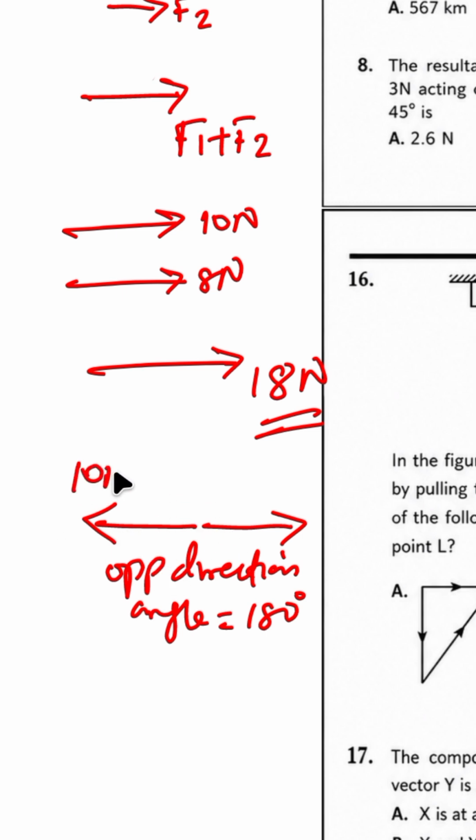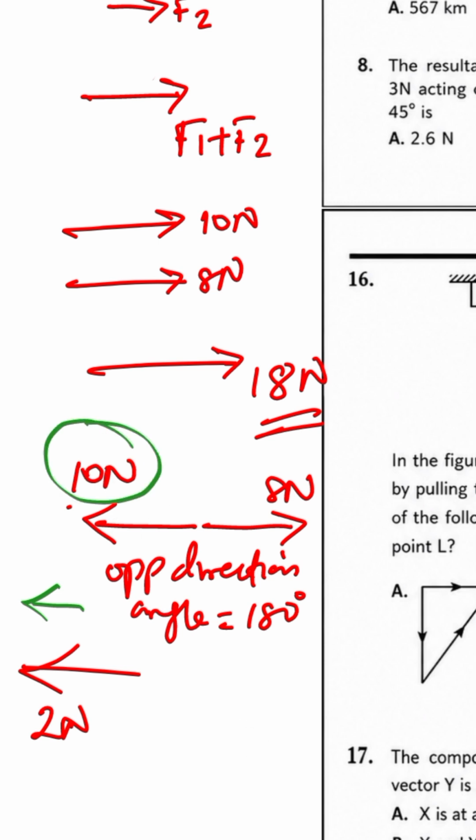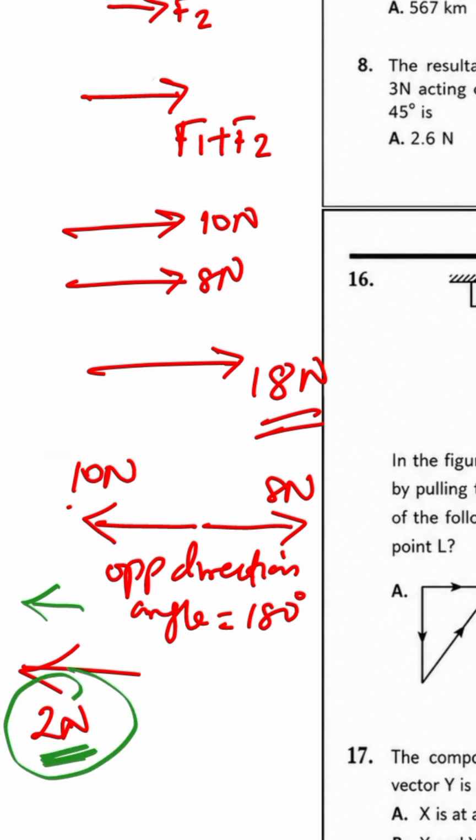If this is 10 Newton here and this one is 8 Newton, because they are pointing in different directions, it will be this direction that is going to win, because this one is bigger. So 10 minus 8 will give you 2 Newton. But the 2 Newton will be pointing in this direction because this is the direction of the bigger force. I hope you understand. So you can see that the effect is very small. That is because the vectors are acting in opposite directions. So the effect is going to be minimal.